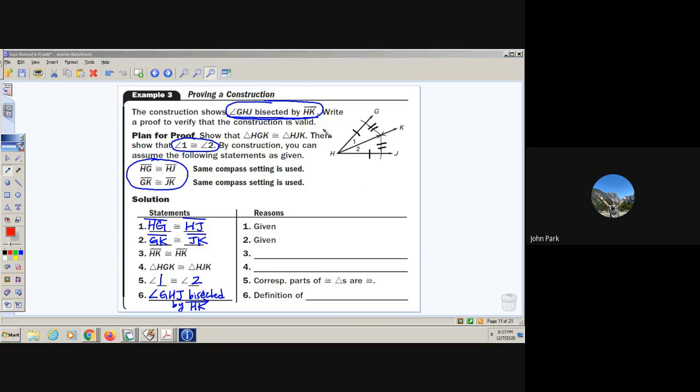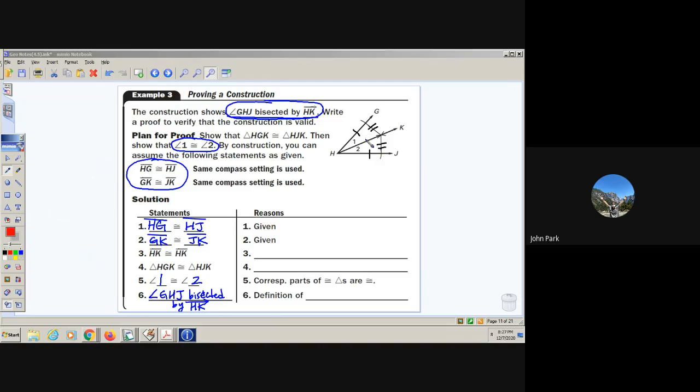Okay, so once again, if I have some information like this, I already marked it here for you. That's the given information, right? So I copy all the given information, right? The HG is congruent to HJ. It's marked here on the picture. And then segment GK is congruent to segment JK. It's marked with the two slashes there, right? And then segment HK in the middle here is congruent to segment HK.